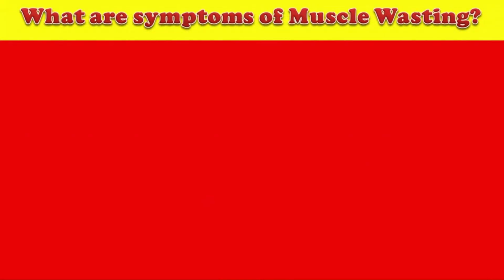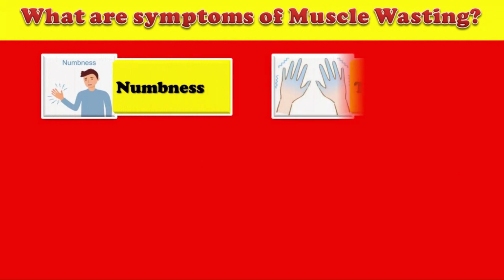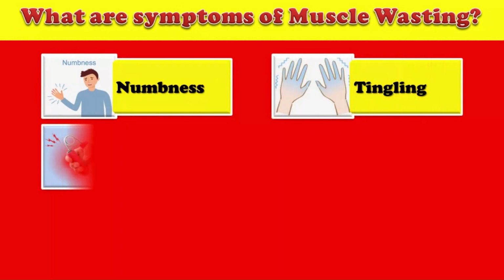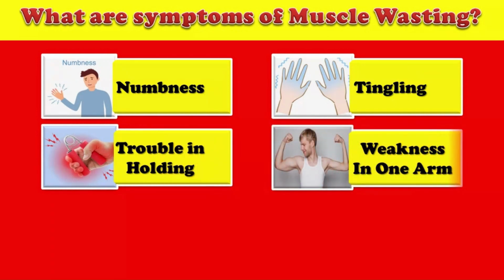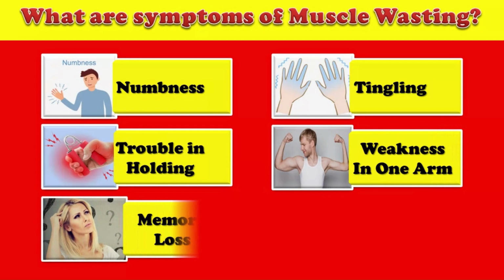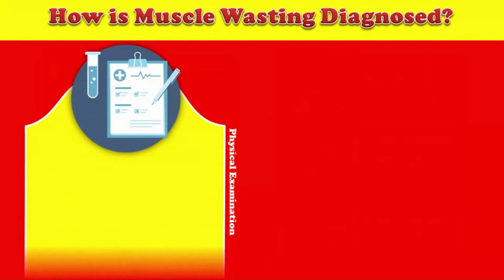There are many people who know the symptoms of this disease late. It causes numbness in the hands and feet, tingling in the hands, difficulty in holding an object, weakness of one arm or one leg compared to the other, memory loss and menstrual irregularities in women, including coming too late. Only if you know about its correct diagnosis is correct treatment possible.